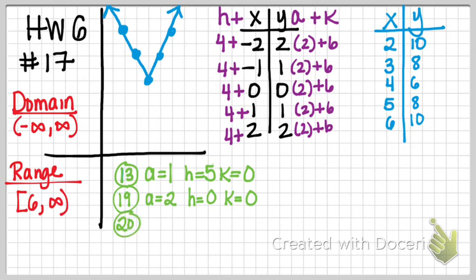And then the last one is number 20. A, H, K. So what is A for number 20? H, 0. K, 1. All right, use the last 13 minutes to finish out this part of homework 6.